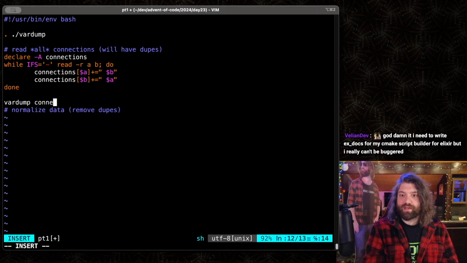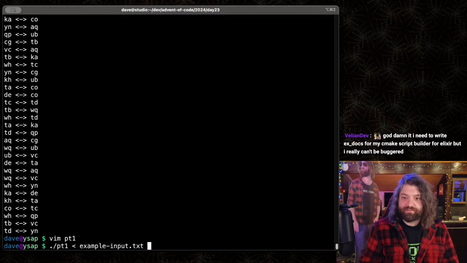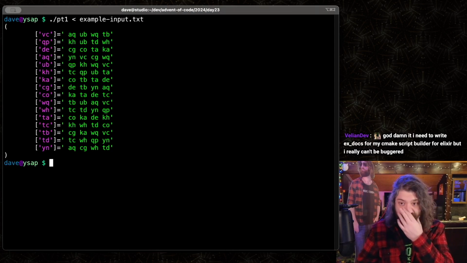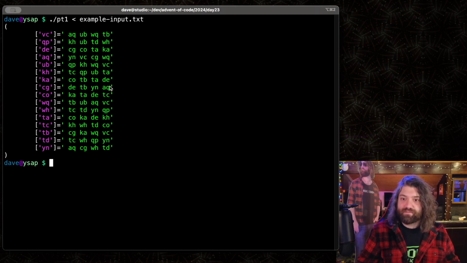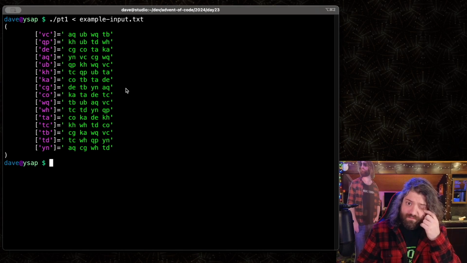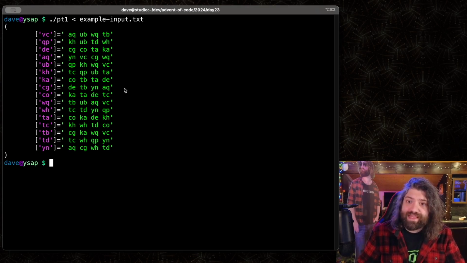Let's do a var dump on connections just to get an idea of what we have. So here are the connections we have. Node VC is connected to these 4 things. Node AQ is connected to these 4 things. We might not actually have dupes. I don't know if there's a quick, easy way to look for dupes, but I could theoretically imagine a situation where we do have dupes. You know what I mean?